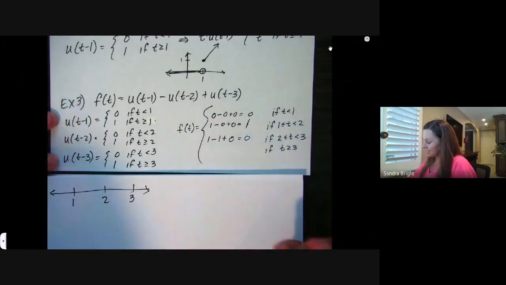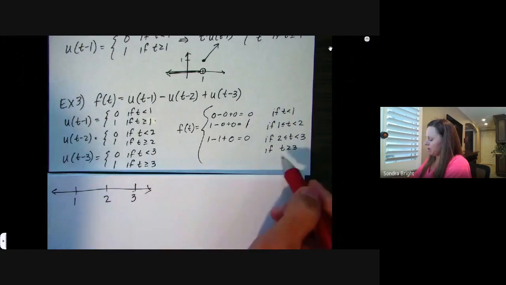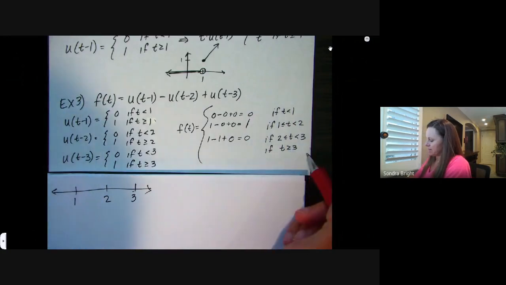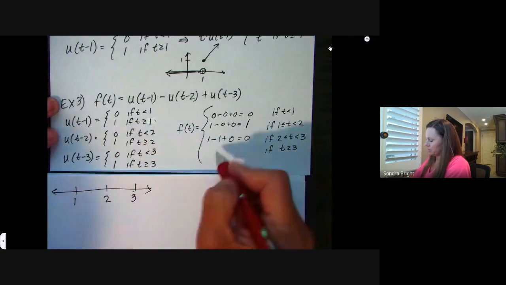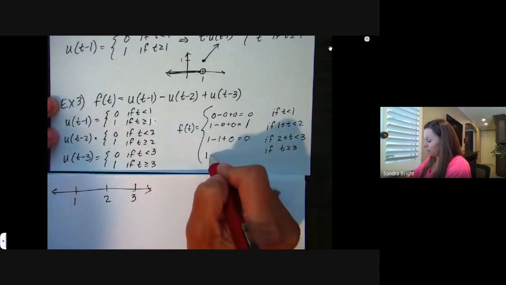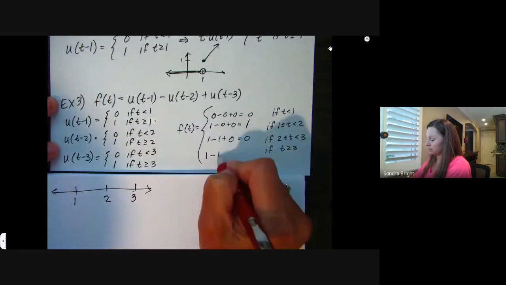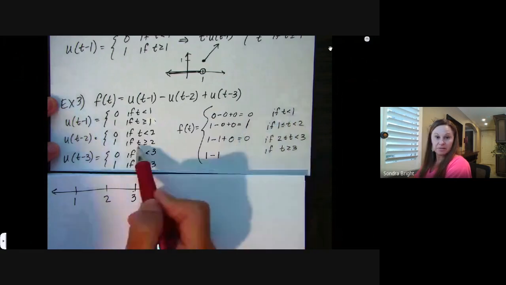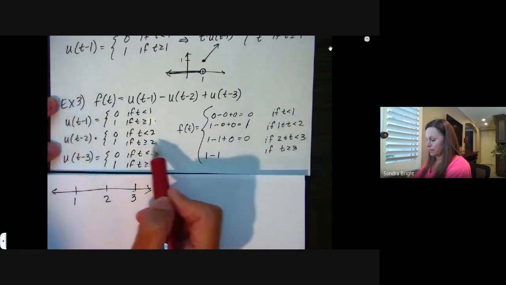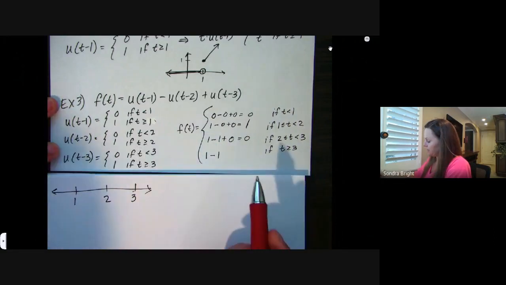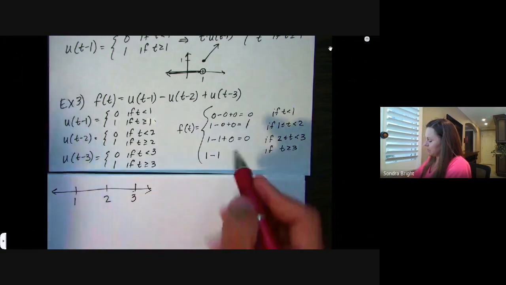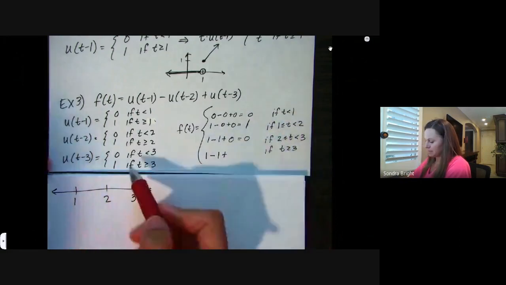Finally, for when t is greater than or equal to 3, u of t minus 1 will be a 1. You're going to subtract from it u of t minus 2, which is also a 1, since if t is greater than or equal to 3, we're definitely in that section of greater than or equal to 2. And then plus u of t minus 3, where t greater than or equal to 3 is 1. So that makes it a 1.